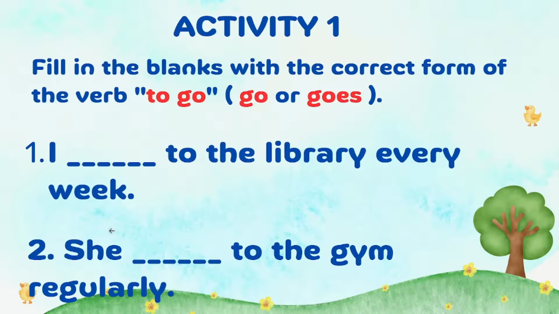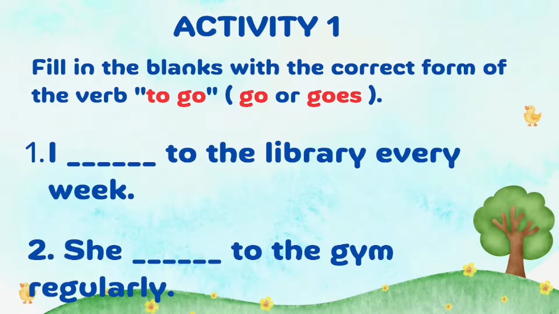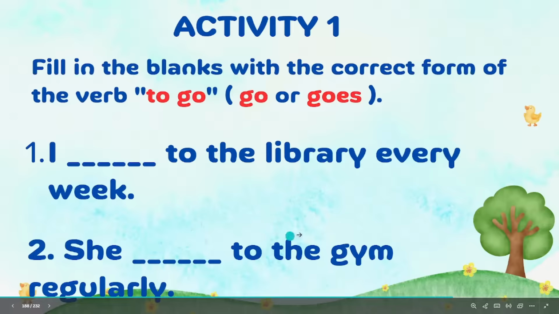For the he, she, and it, what will you use? It's going to be goes. So, she goes to the gym regularly. Oh my, I wish I can go to the gym regularly. Alright. So, it says here that she goes to the gym regularly.